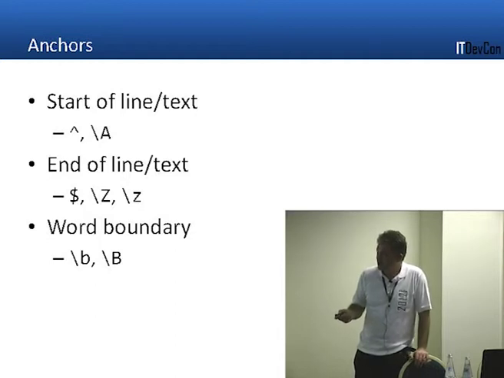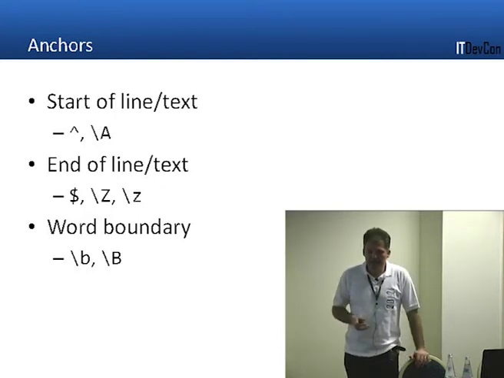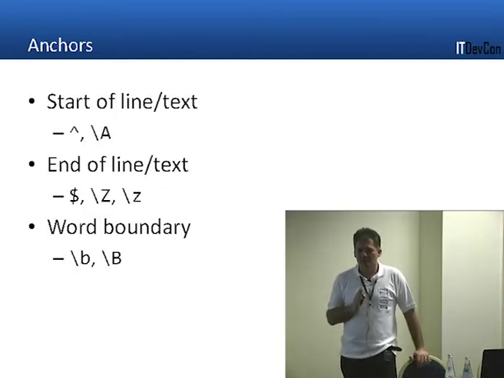\B, which will match any place, not character, but place, position between a word and a non-word. So as I said before, a word is a sequence of letters, numbers, and underlines. And if you type ABC and then dot, for example, this position between the C and the dot is called a word boundary. So the word ends here. And \B will match exactly this position.